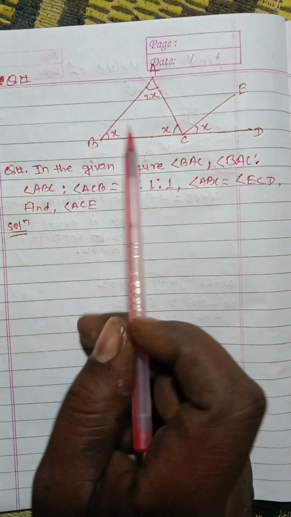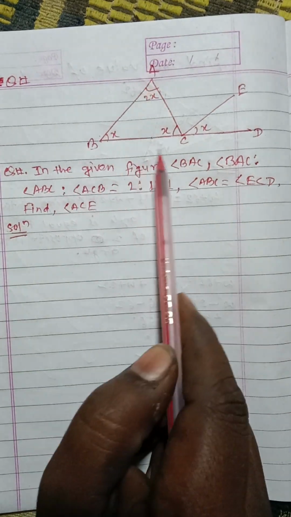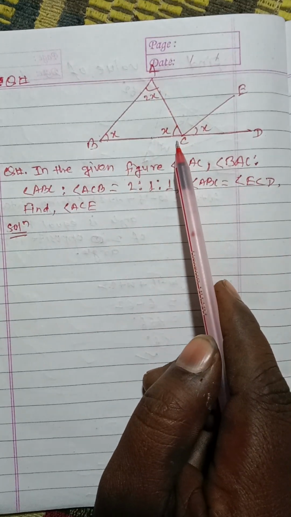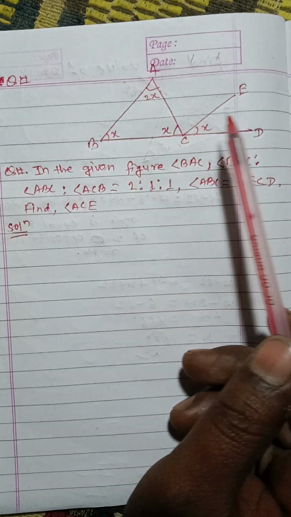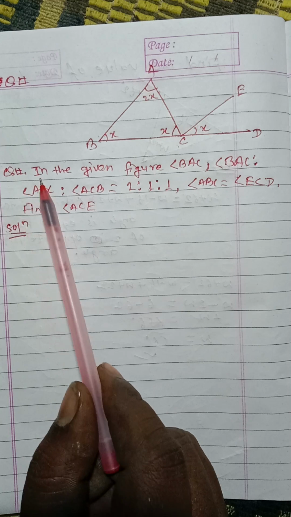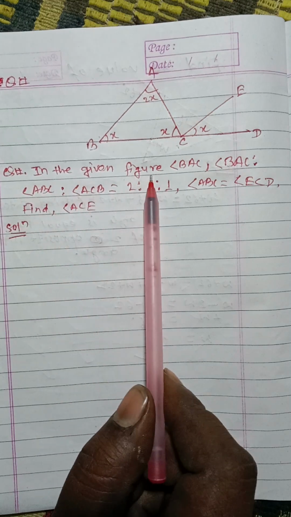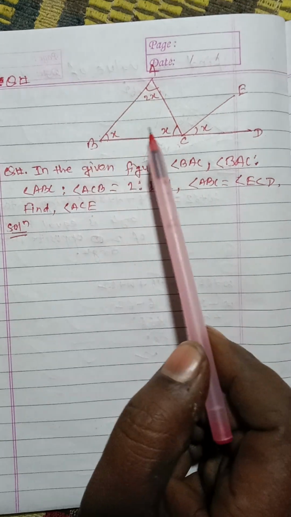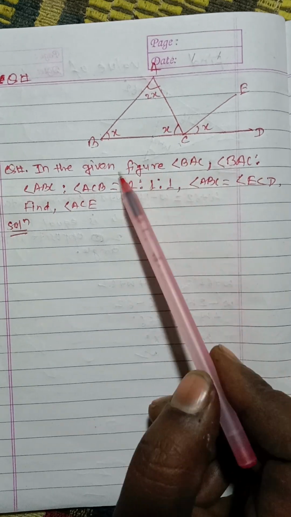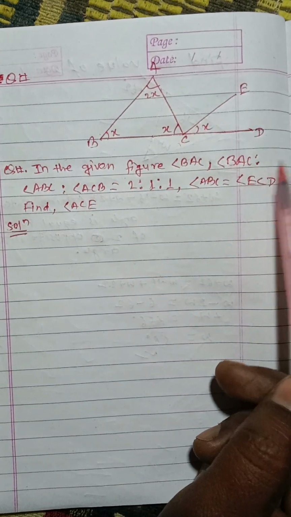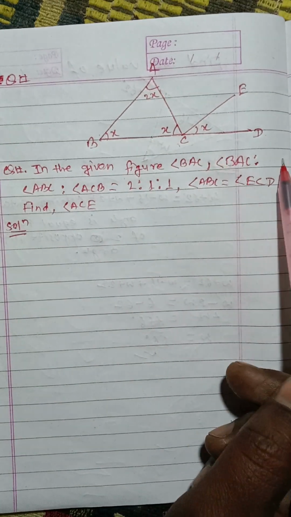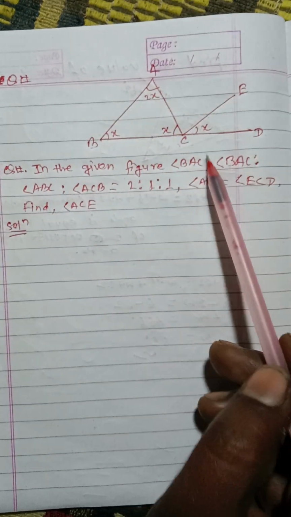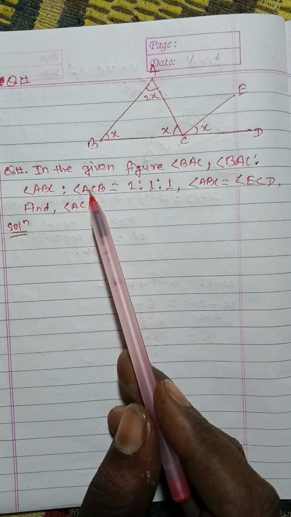In these questions, look, here is a triangle ABC and D, there is a line, and then another ACE. The question is given: in the given figure, angle BAC is 2x, and angle ABC is x.